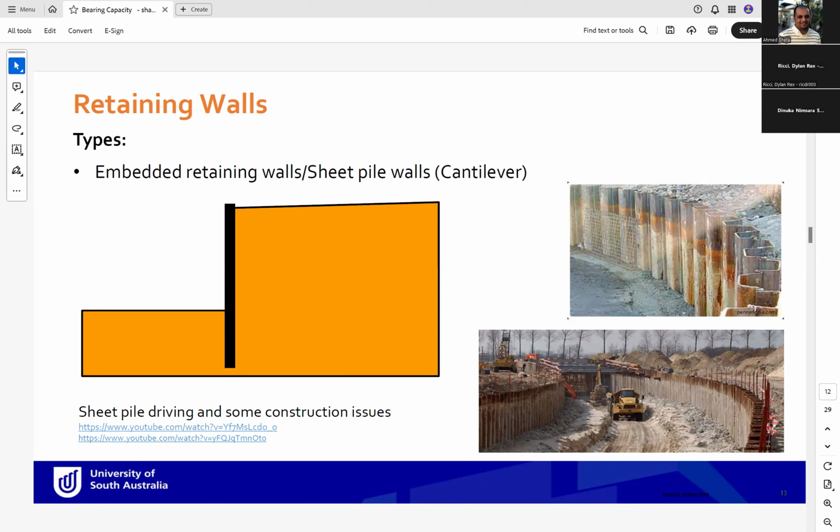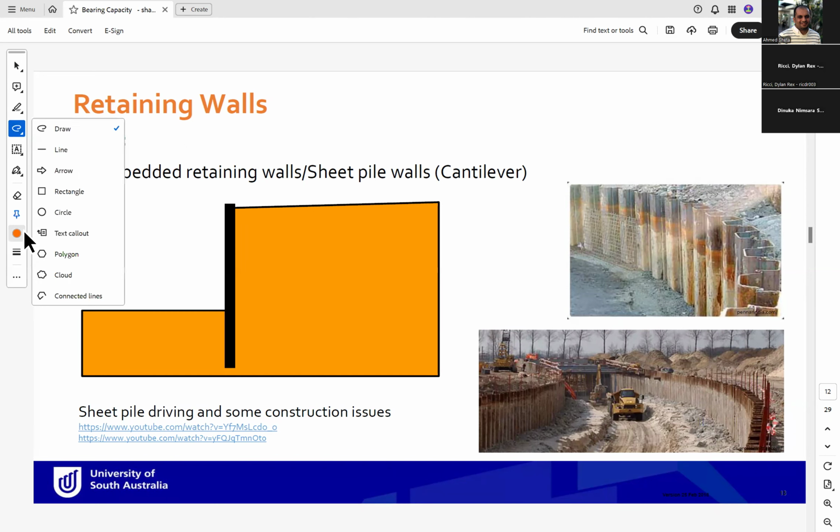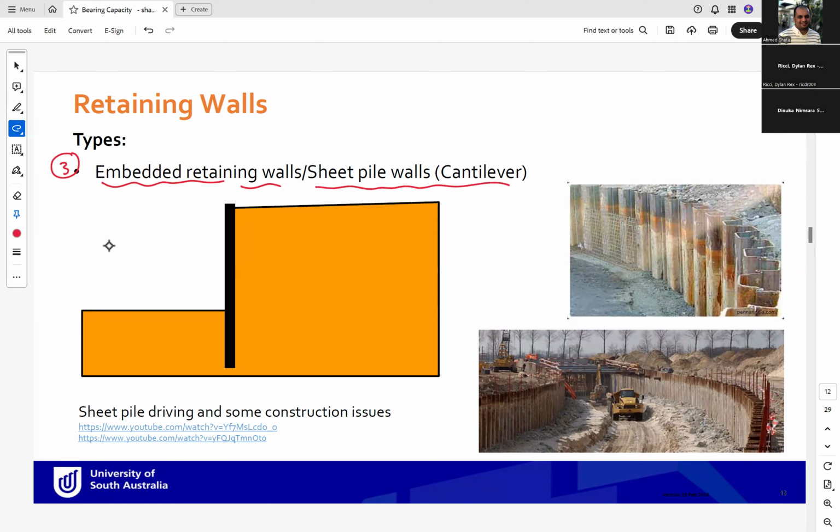The software crashed. Okay, so again, the third type of retaining wall is the embedded retaining walls or sheet pile walls. The idea behind sheet pile walls is we have two levels of soil, and we have the sheet pile, so we can embed it easily in the soil, because this is a thin sheet pile, so it can be easily embedded in the soil.